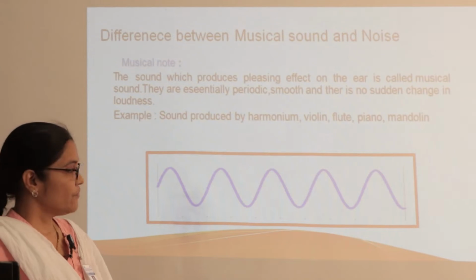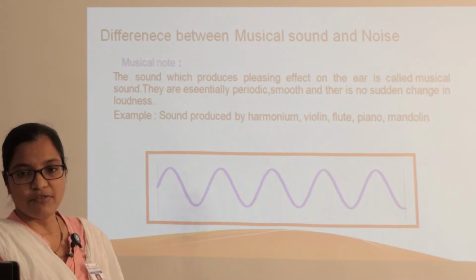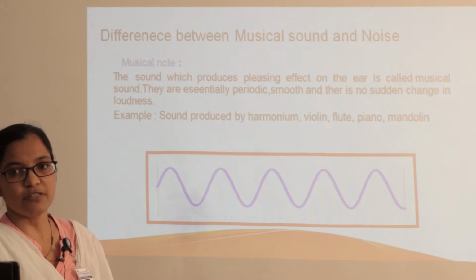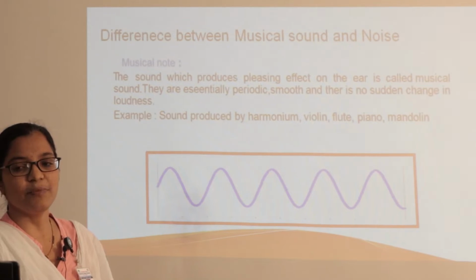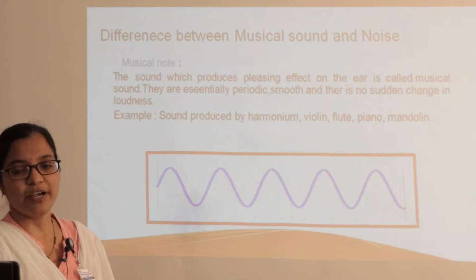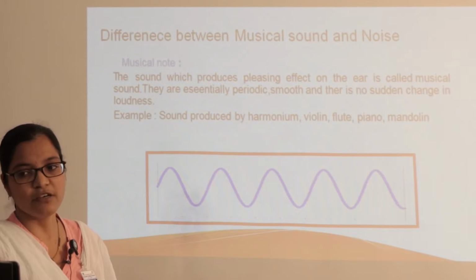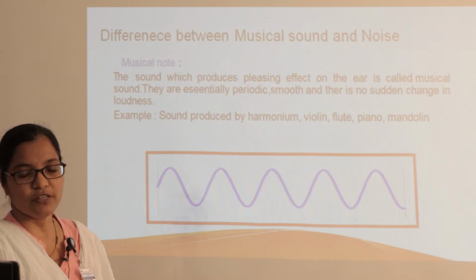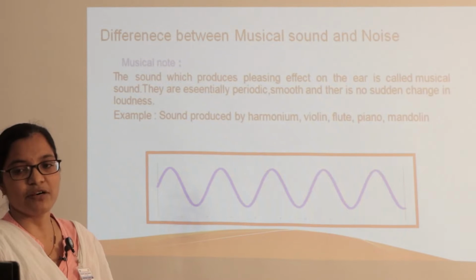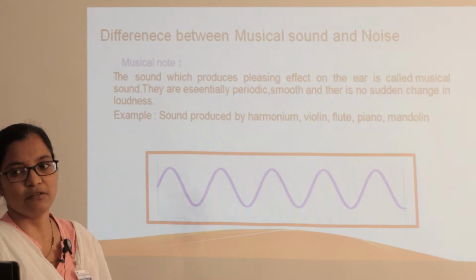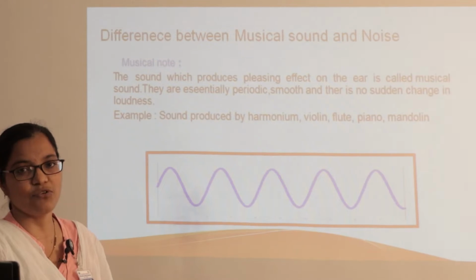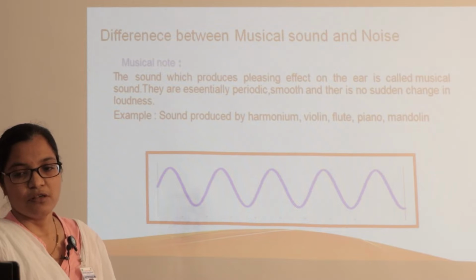So here we have to study the difference between musical sound and noise. So musical sound is what? It is a pleasant sound. Suppose you take examples of the sound created by different instruments like harmonium, violin, flute, piano, mandolin. These produce a very pleasant sound, and the waves are very periodic and smooth, and there is no sudden change in the loudness or amplitude.